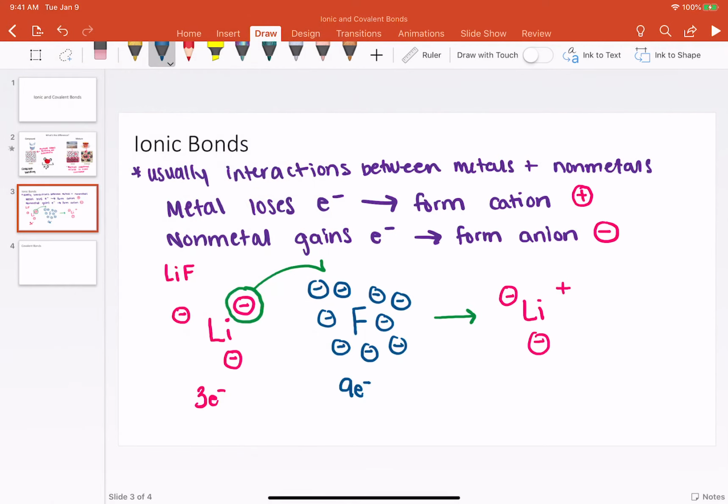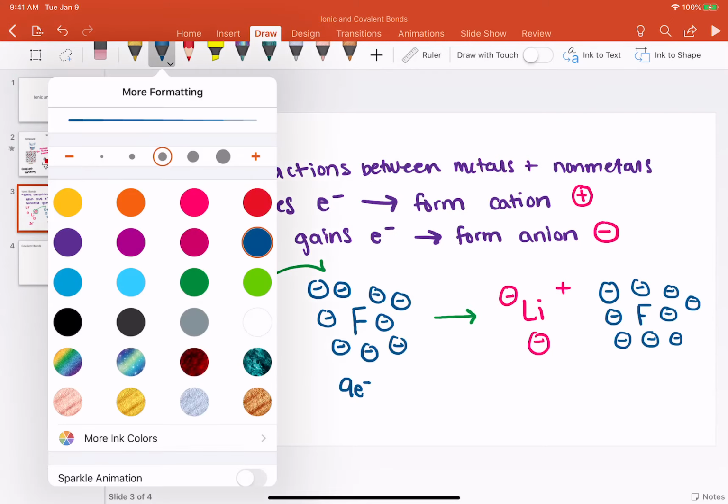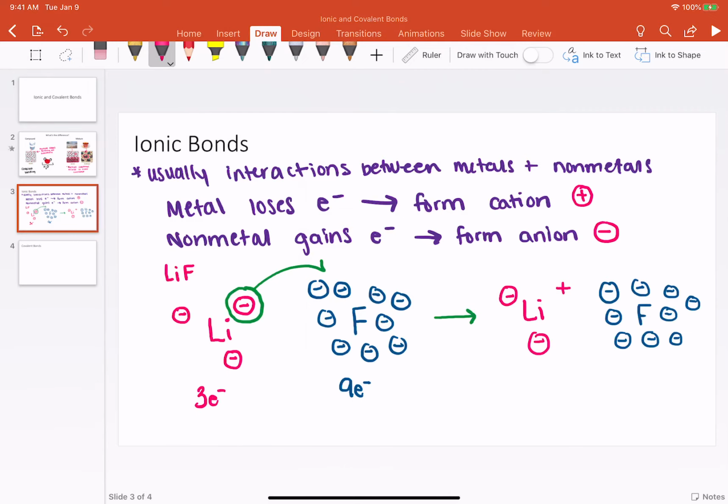And then our fluorine has gained an extra electron. So I'm going to draw the 9 that were already there: 1, 2, 3, 4, 5, 6, 7, 8, 9. And then remember that fluorine just gained this electron that it stole from the lithium. So now that it has an extra electron, that fluorine has a negative charge.